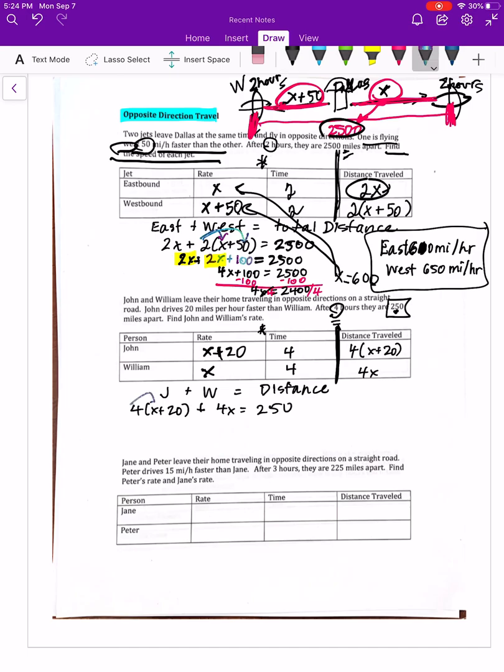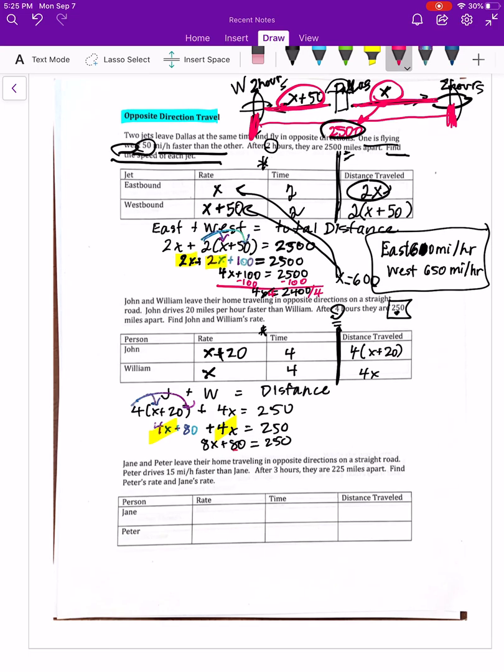So again, rate multiplied by time equals distance. So 4 times the quantity of x plus 20, and then 4 times x is 4x. So you've got John plus William equals distance. So you've got 4 times x plus 20 plus 4x equals 250. A little bit of distributive property here to take care of. So you've got 4x plus 80, bring everything else down, plus 4x equals 250.